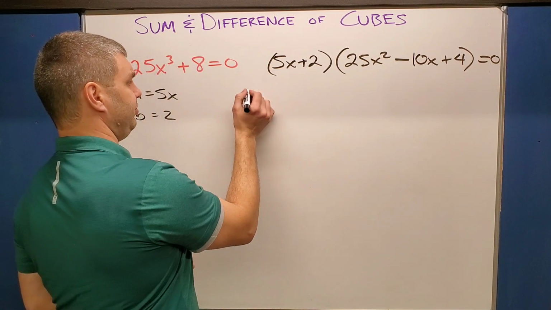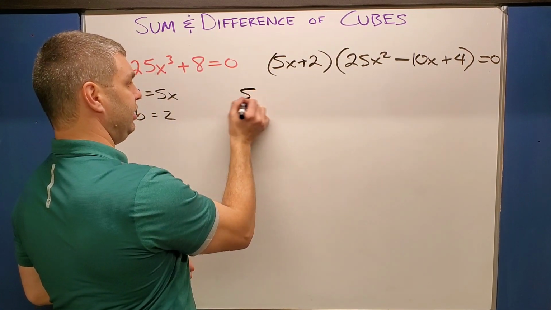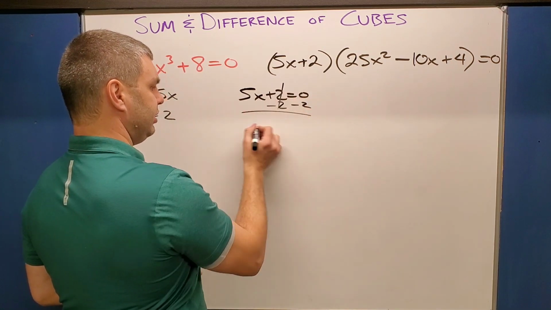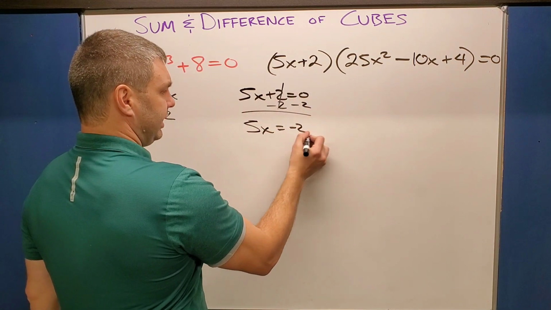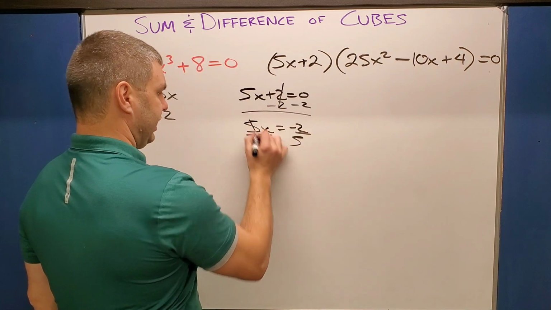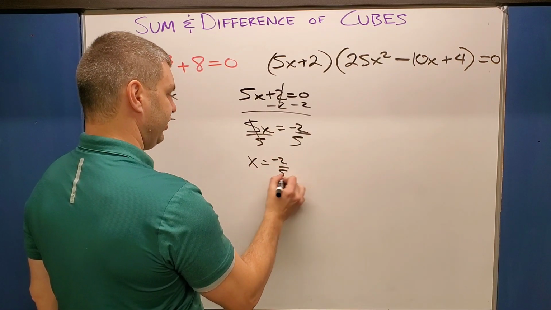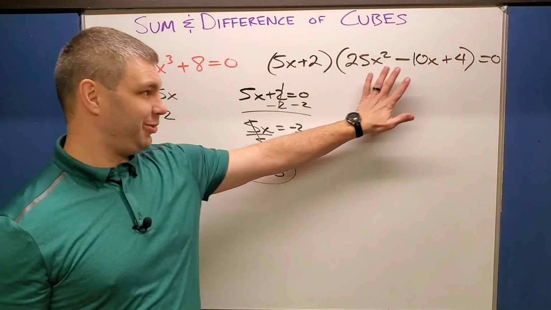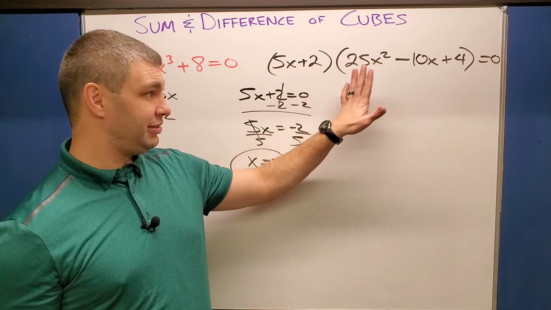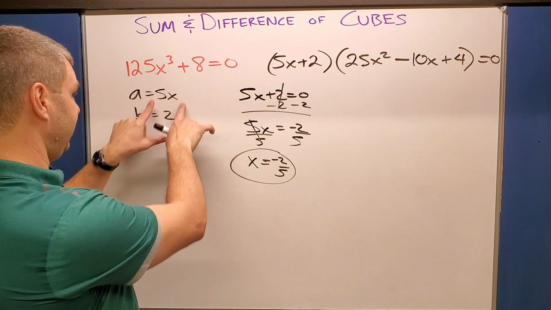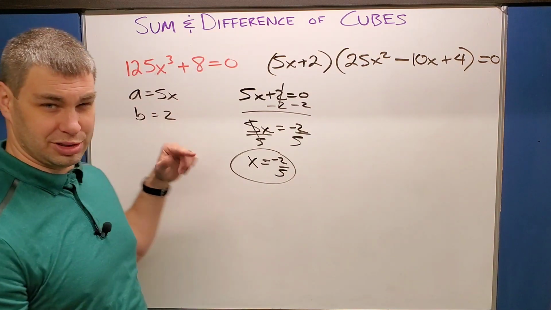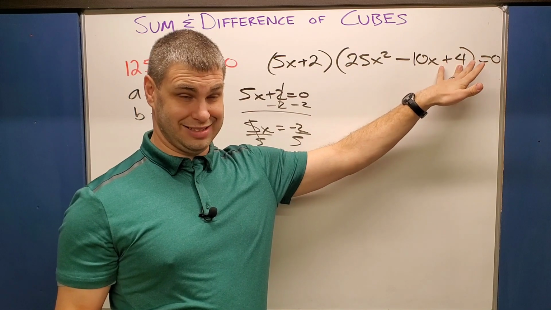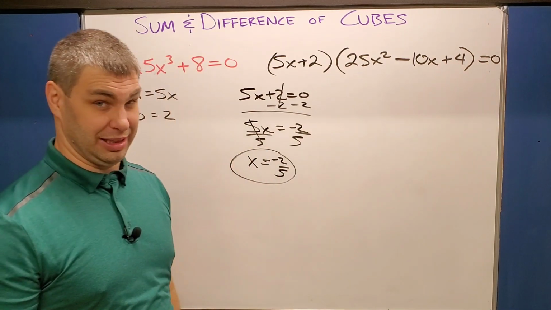So 5x plus 2 equals 0. I'm going to subtract 2 on both sides. That's going to give me 5x equals negative 2, divide by 5, I get x equals negative 2/5. That's the easy one. The harder one is the other one here because, first off, as long as there's no GCF between those, 5x and 2, which there's not, this will never factor, which means in order to solve it, we have to use the quadratic formula.